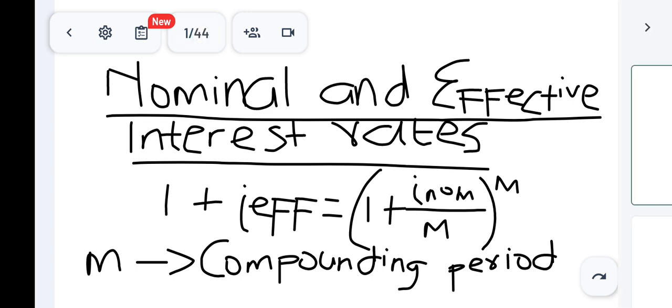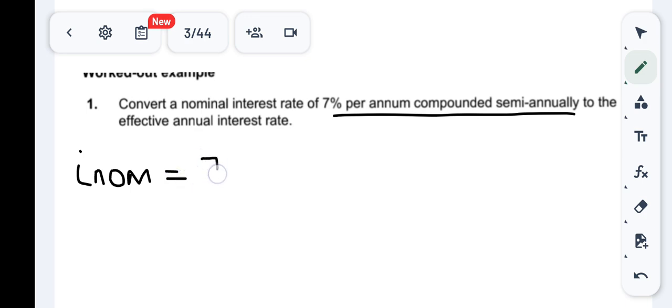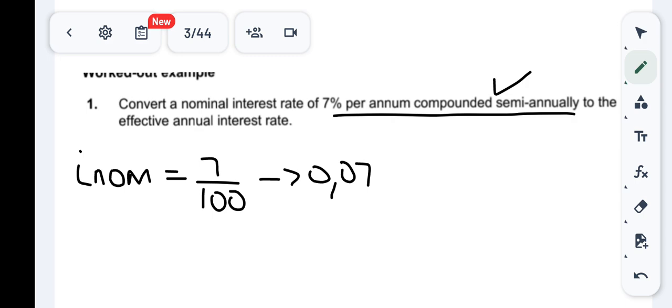Okay, so let's take examples here. I've got a couple of examples. Number one, they are saying convert a nominal interest rate of 7% per annum compounded semi-annually. So what are we given in this case? I'm given a nominal interest rate of 7%, that is 7 over 100, which is going to give me 0.07, compounded semi-annually. Semi-annually means twice per year, to the effective annual interest rate. So we are required to calculate I effective.